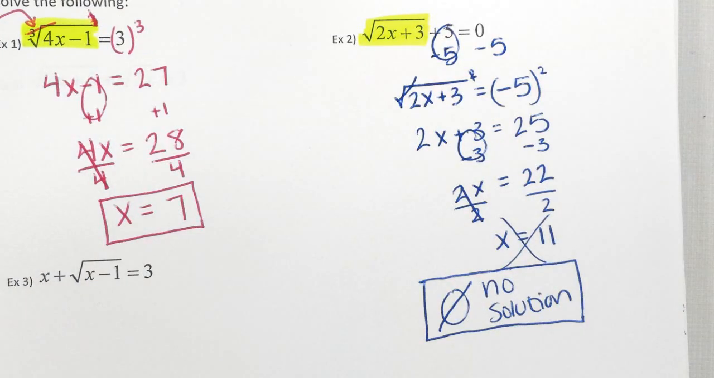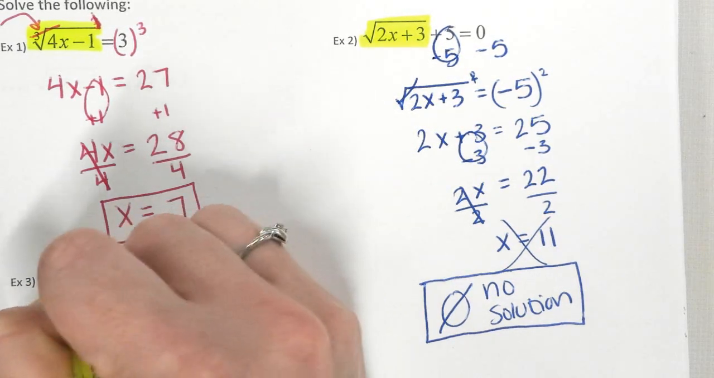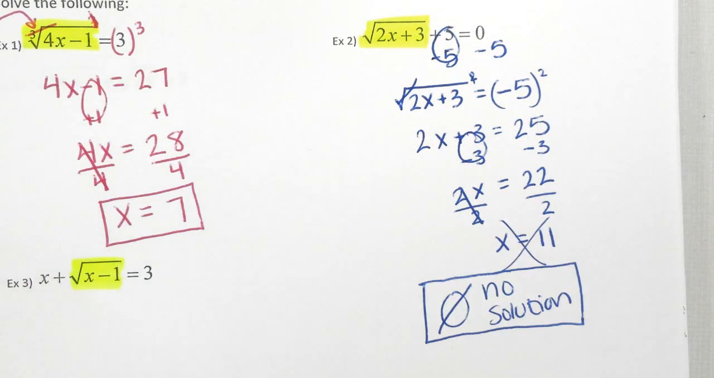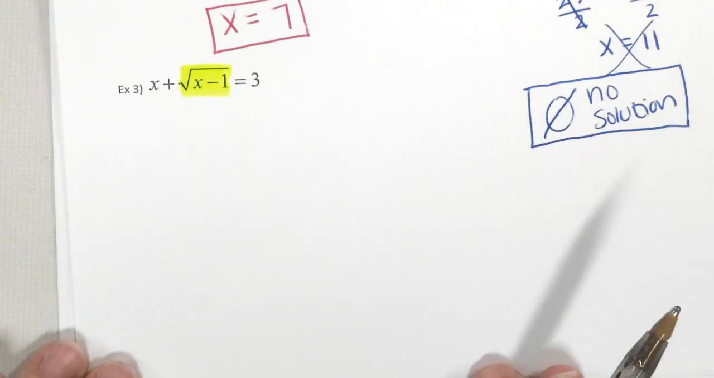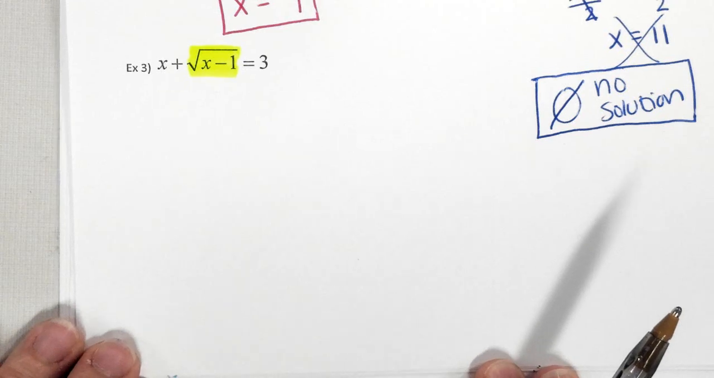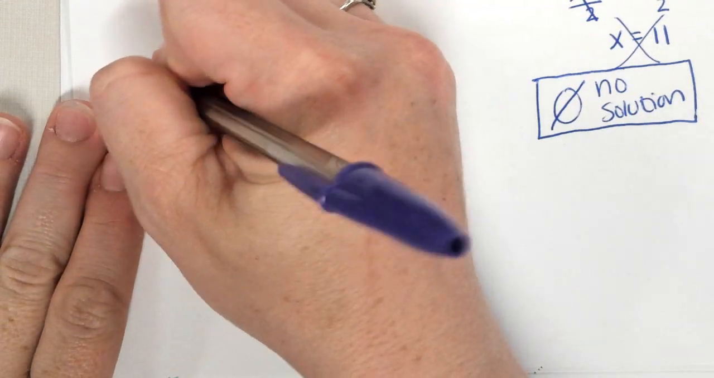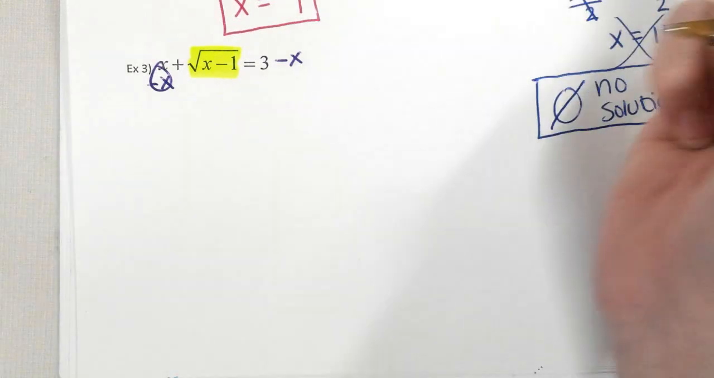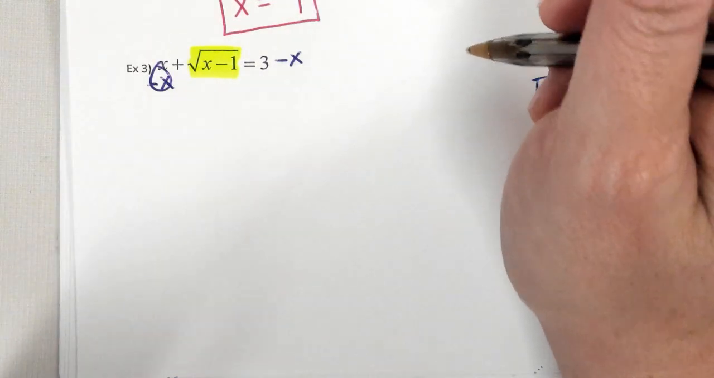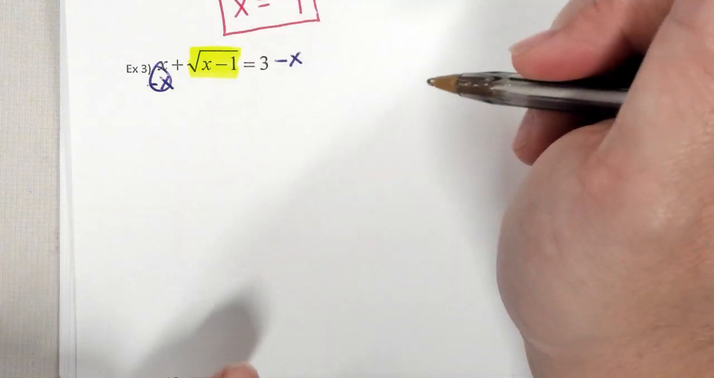Okay, so let's look at example 3. Is my radical alone? No, so what do I need to move? How do I move that x? Subtract it. So I'm going to do minus x minus x. Now, I know it's not in order, but I'm not super worried about it yet. We can fix the order here in a second. Is my radical alone now? Yes. So what do I do to get rid of it?